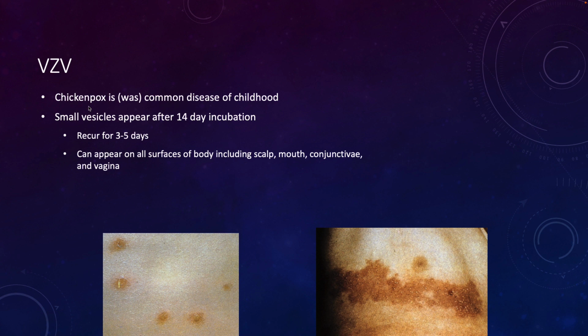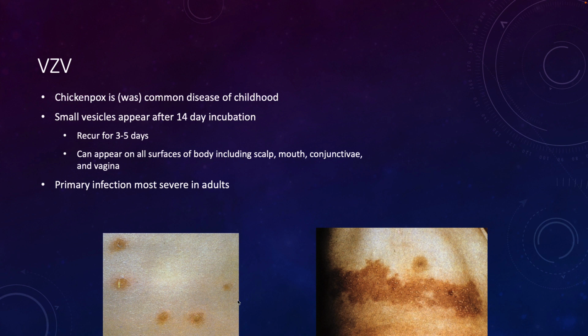What happens with chickenpox is that small vesicles will appear after about a 14-day incubation period, and they'll recur for 3 to 5 days. This is kind of what they look like. They can appear on all surfaces of the body, including the scalp, inside the mouth, the conjunctiva, and the vagina. So, very unpleasant. The primary infection is actually most severe in adults.